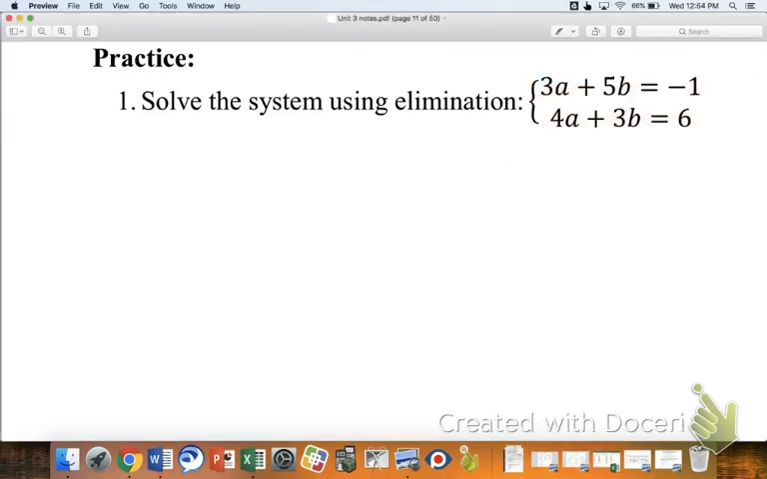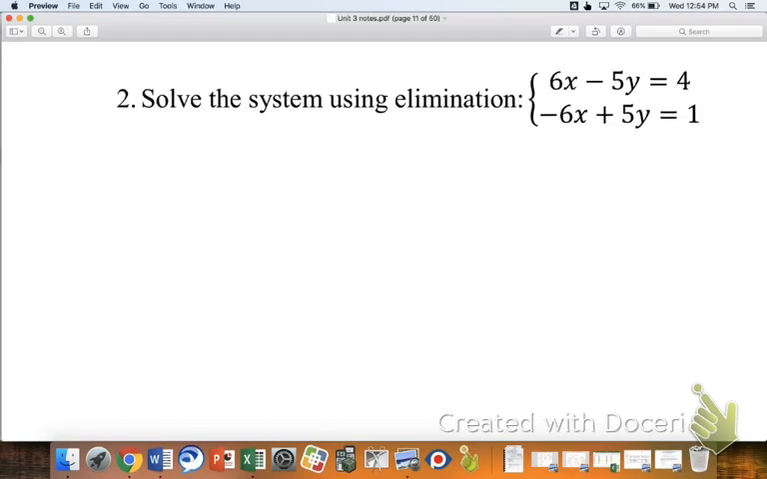Do you guys notice with number 2 that you already have that pattern of opposites right away? You got a 6x and a negative 6x, a negative 5y and a positive 5y. So there is no need for us to multiply anything by anything. We can just start right away with addition. I'm going to see if there's an elimination, and I get it right away. 6x plus negative 6x is specifically what number? 0. What's negative 5y plus positive 5y? 0. And 4 plus 1 is 5.